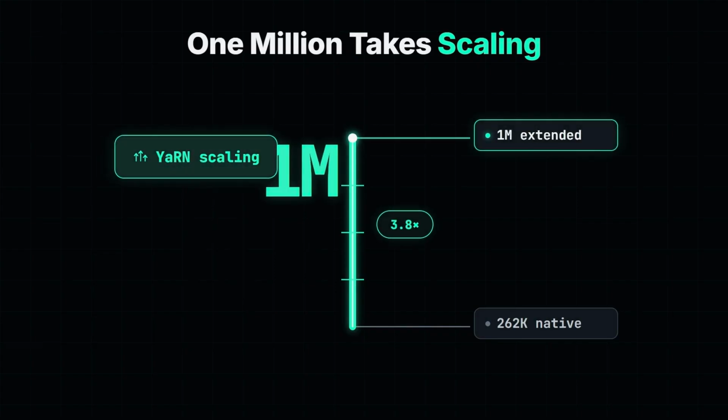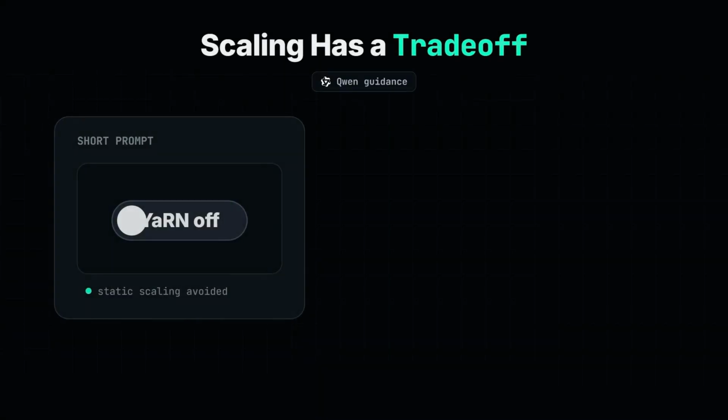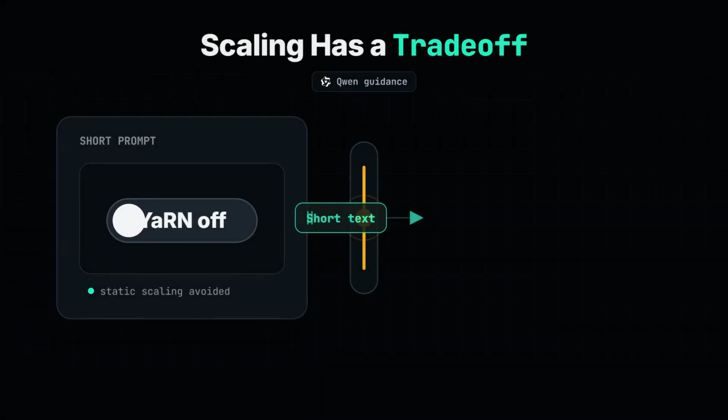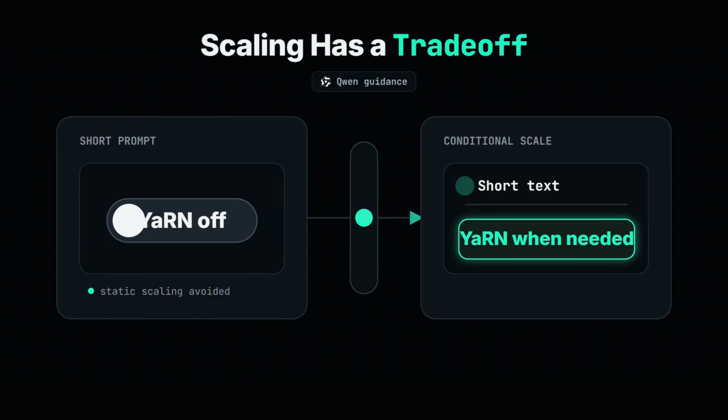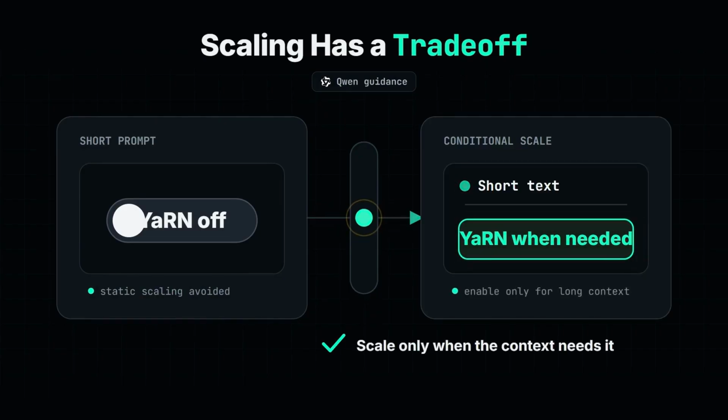YaRN is the position scaling method used beyond the native window. Leaving that scaling on for short prompts can backfire. Qwen warns static YaRN may reduce shorter text performance, so enable it only when needed.